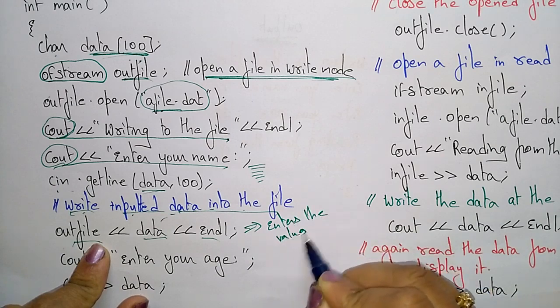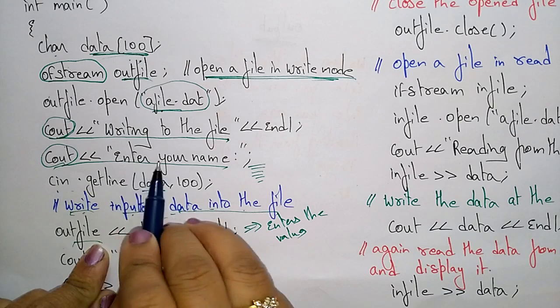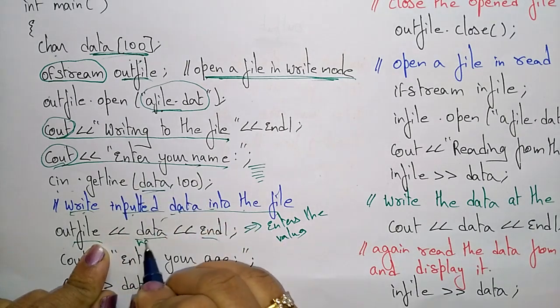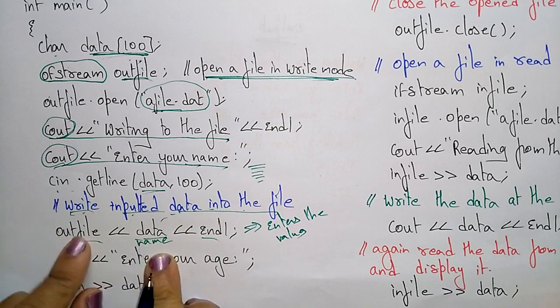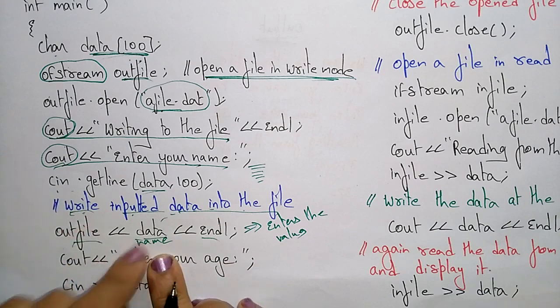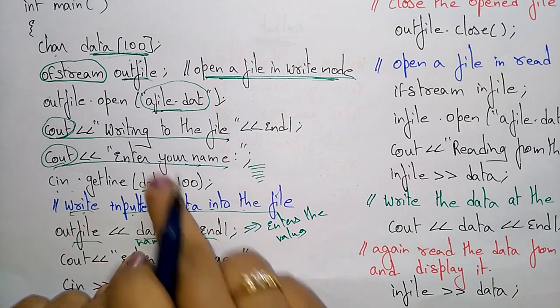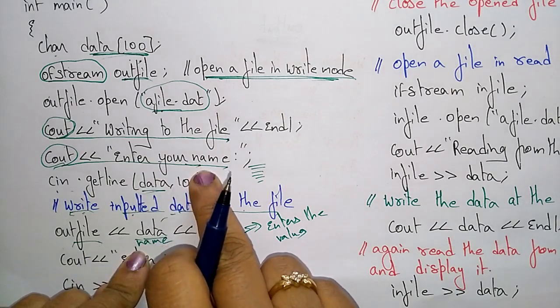Enter the values. Whatever the data contains, enter your name. Here the name will be entered and stored in the out file. In the out file we have to enter the name. So first, enter your name is over.